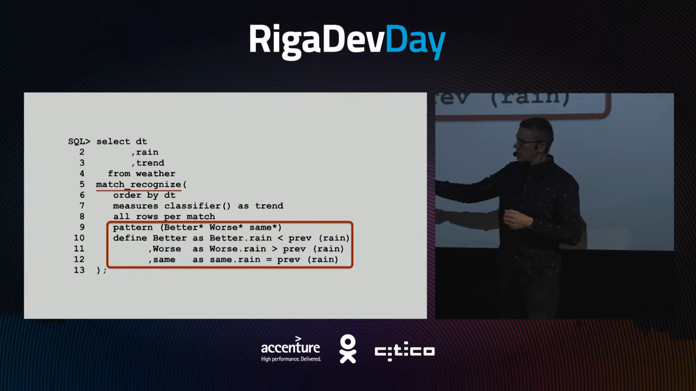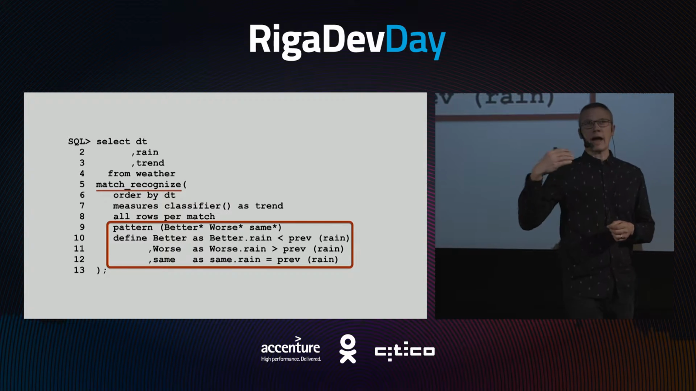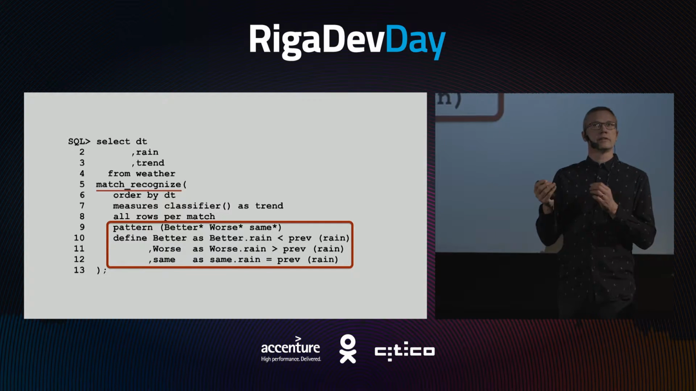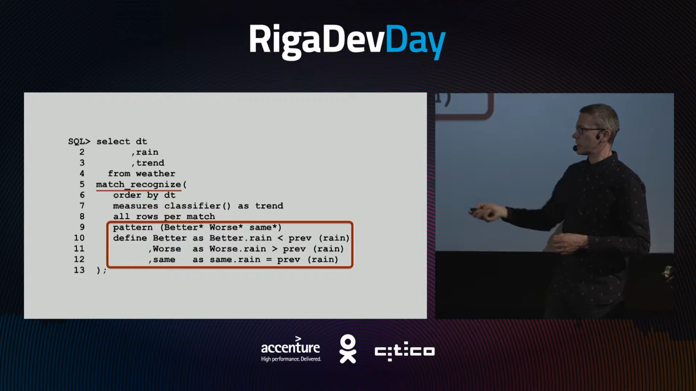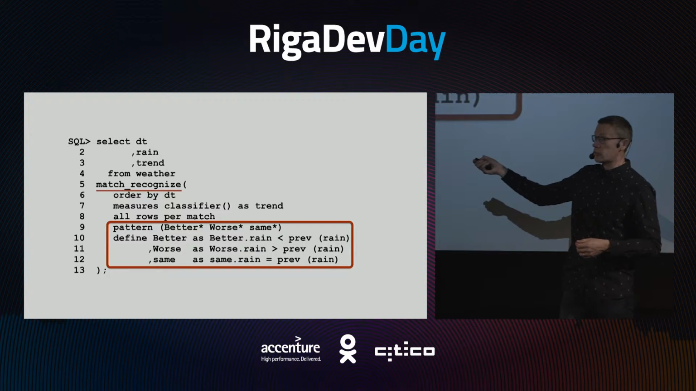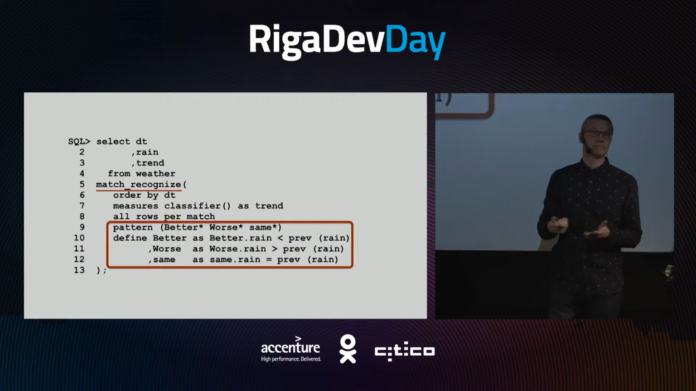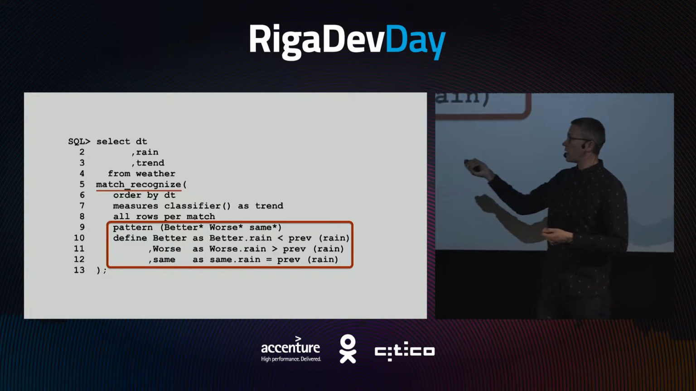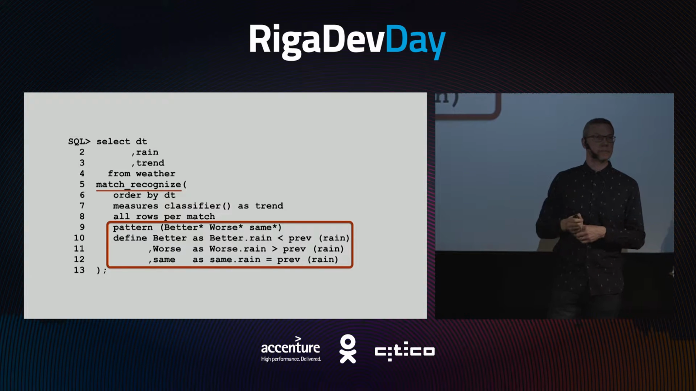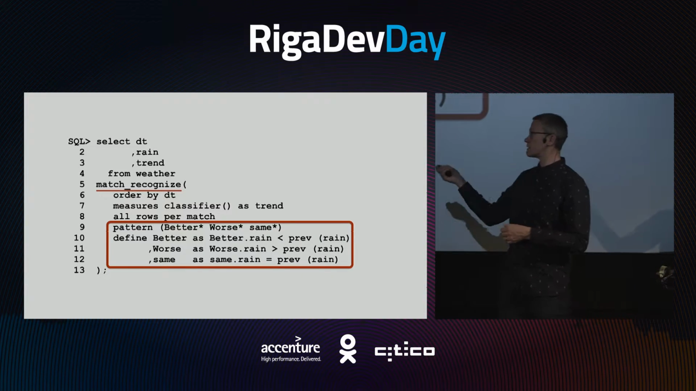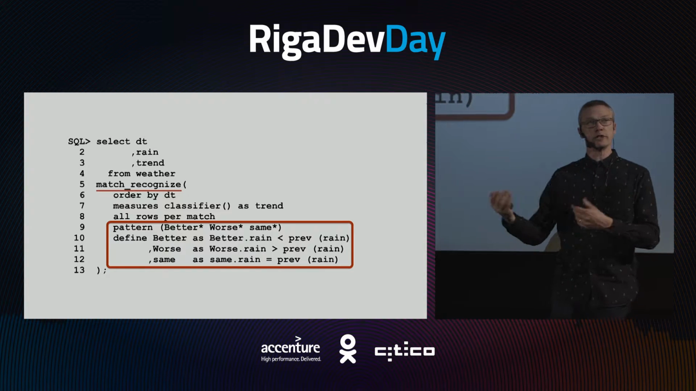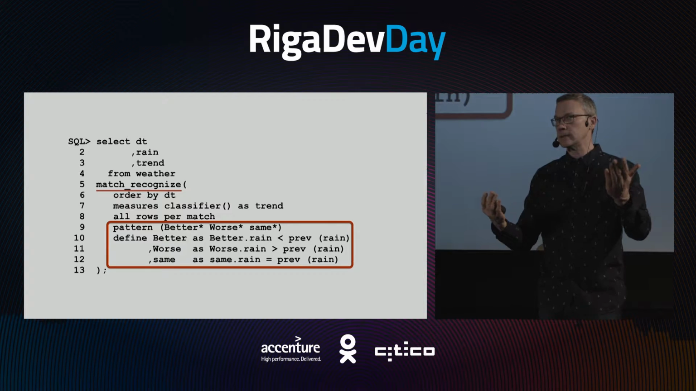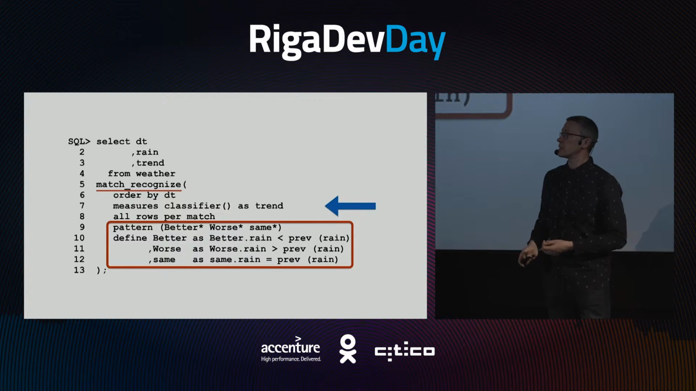Below that, from line 10 to 12, you describe how each of these, better, worse, same, is defined. A better day is if the rain was less than the previous day. Makes sense, right? It's a worse day if the rain was more than the previous day. And it's the same, of course, if the rain from day 1 to day 2 is the same. So far, so good? Yeah? Okay.